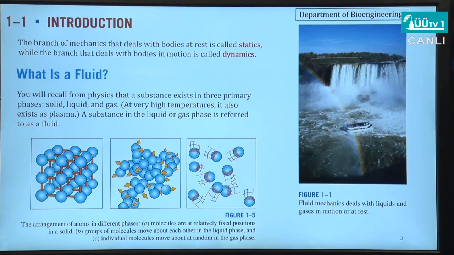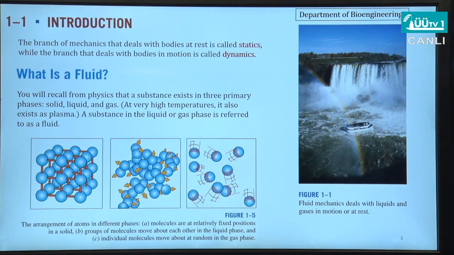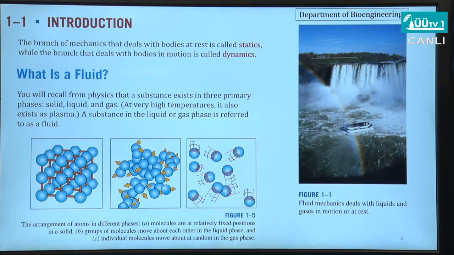So in solids, we know that the distance between molecules is fixed due to the strong intermolecular forces. However, in the case of liquids or gas, these intermolecular forces are not very strong, and molecules can move from one point to another, and especially in the case of gases, as you can see here, this motion of molecules is completely random. Here in this course in fluid mechanics, when we talk about fluid, we actually talk about this phase, or liquid and gas phase.